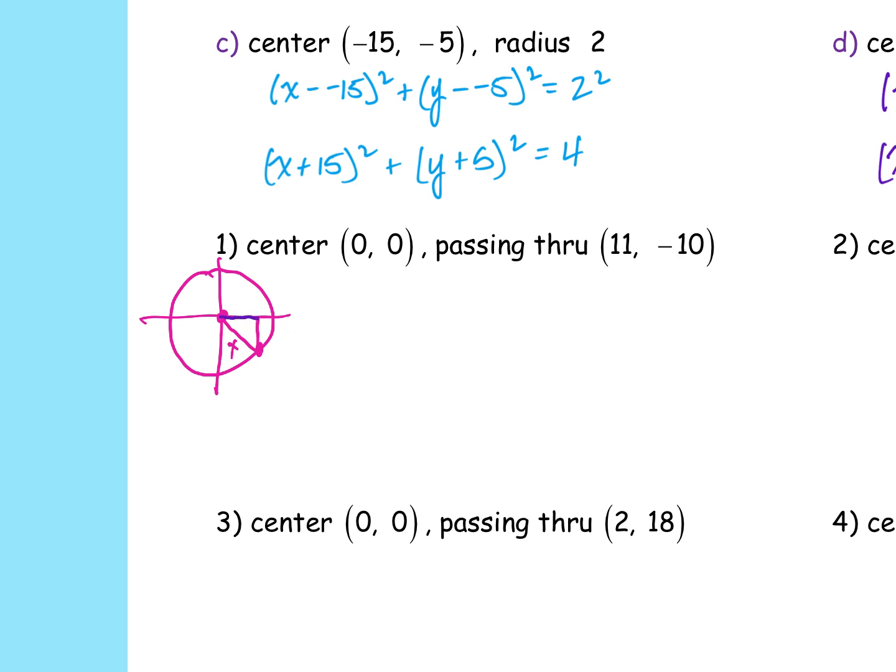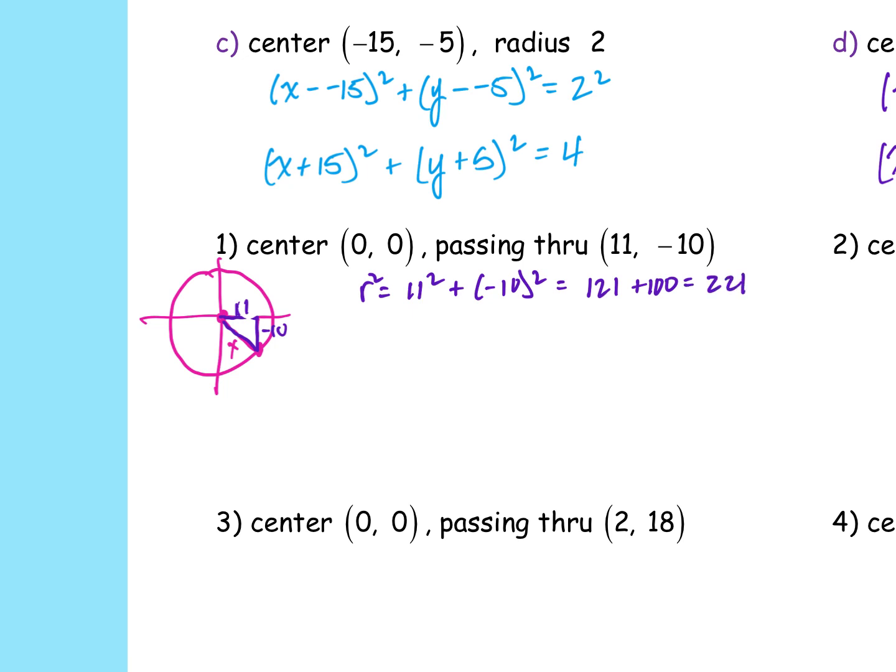I'm going to draw that in a different color. I can make this right triangle with one side being 11, oh shoot, sorry, that shouldn't be 10, that should be 11, and the other side being negative 10. Then I'm going to do a squared plus b squared equals c squared, and that will give me my radius. So r squared is going to equal 11 squared plus negative 10 squared. What is that going to be? 121 plus 100, or 221.